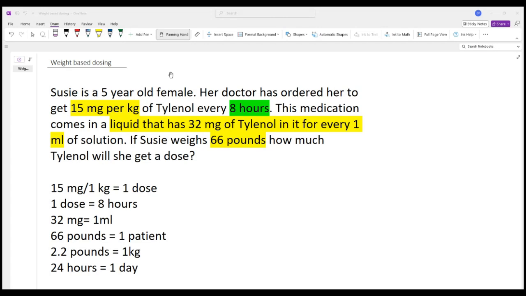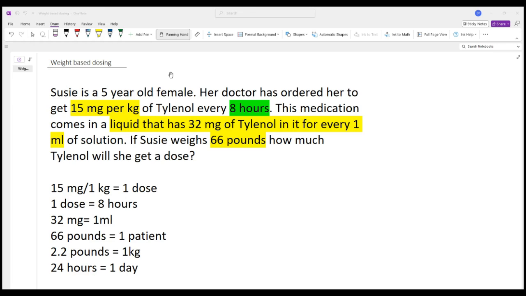Today we're going to be talking about weight-based dosing and pediatric dosing. So Susie is a 5-year-old female. Her doctor has ordered her to get 15 milligrams of Tylenol for every 8 hours of the day. This medicine comes in a liquid that has 32 milligrams of Tylenol in it for every 1 milliliter of solution that she takes. Anyways, if Susie weighs 66 pounds, how much Tylenol will she get per dose?